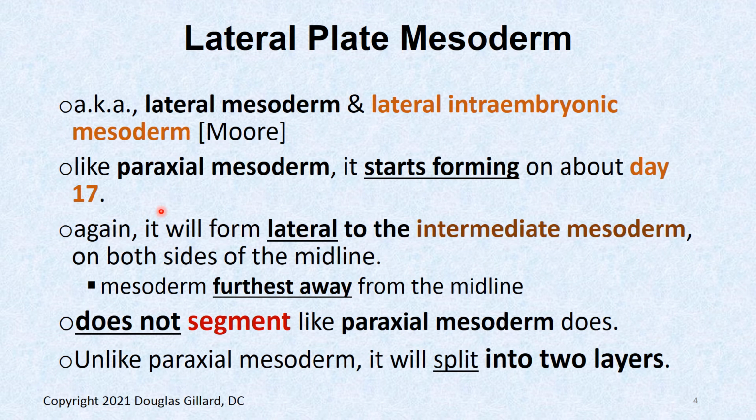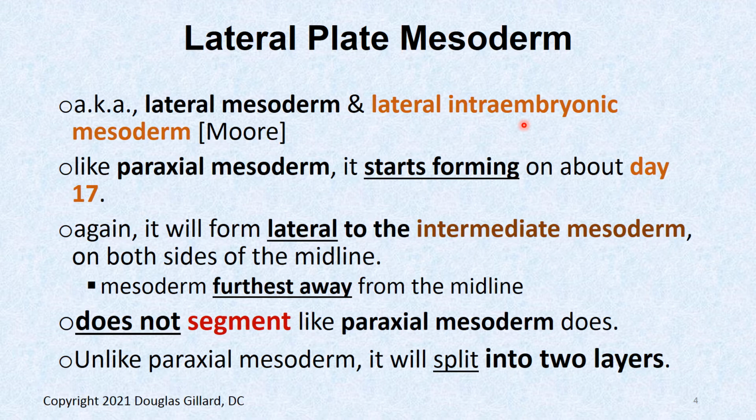All right, so lateral plate mesoderm, some AKAs: lateral mesoderm, lateral intraembryonic mesoderm. Usually when you say lateral plate, that means you don't have to say the word intraembryonic anymore, because we have to be careful, right? There's an extraembryonic mesoderm. There's a splanchnic and somatic layer of that. Well, we're going to have a somatic and splanchnic layer of the lateral plate mesoderm, but we don't have to call it intraembryonic because there is no lateral plate extraembryonic mesoderm, in case you were wondering how that worked.